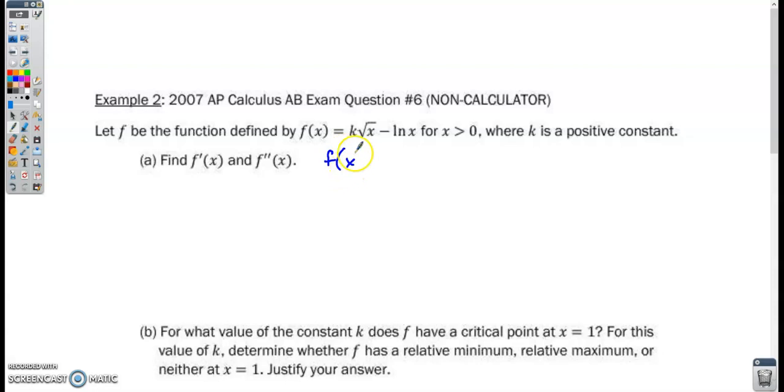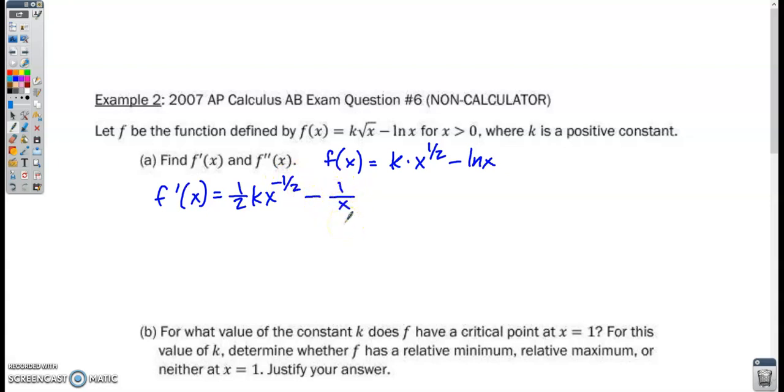I'm going to be thinking about this function as k times x to the 1/2 power minus the natural log of x. And I'm going to go ahead and take the derivative accordingly. f prime of x is equal to 1/2 times k times x to the negative 1/2 minus 1 over x. Or if you wanted to rewrite that, that's equal to k over 2 square root of x minus 1 over x. Again, we could simplify it more if we wanted to. I'm good with that as my derivative.